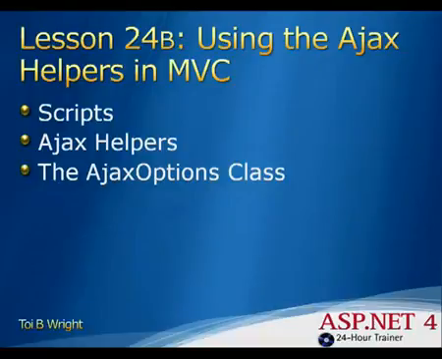All of the AJAX helpers use the AJAX options class. The AJAX options class has the following properties: confirm, HTTP method, insertion mode, loading element ID, on begin, on complete, on failure, on success, update target ID, and URL.